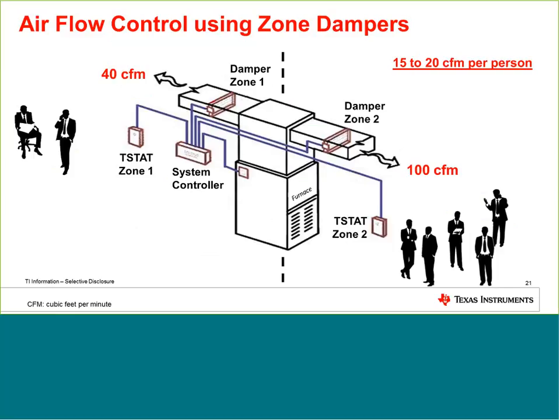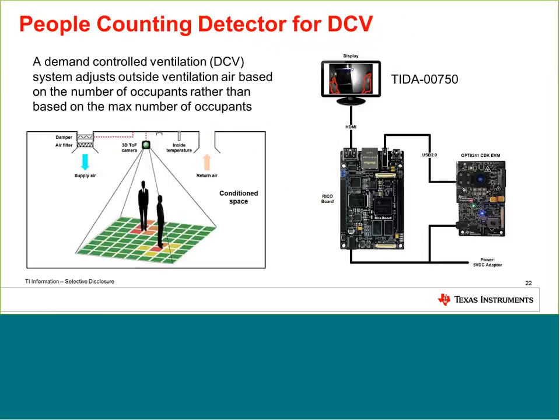Now, the real requirements are that in zone 1, we have only 2 people, and we will need around a maximum of 40 cubic feet per minute of air to dump in that area, because per person we need to provide around 15 to 20 cubic feet per minute of air coming into the room. On the right side, we have 5 people, so the air requirement there is around 100 cubic feet per minute. So why is that important?